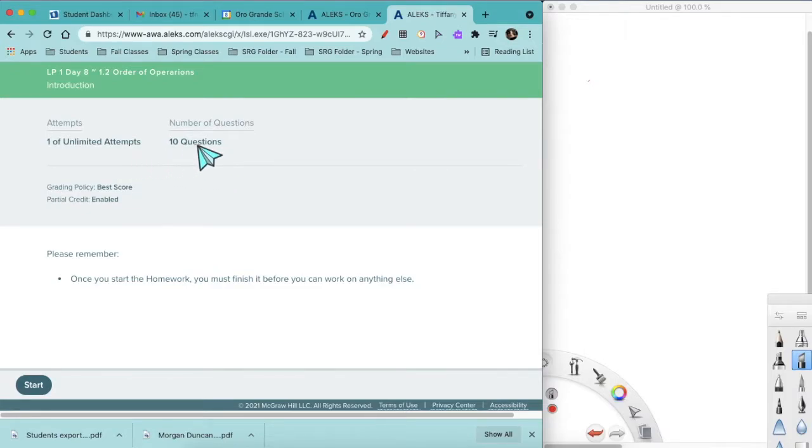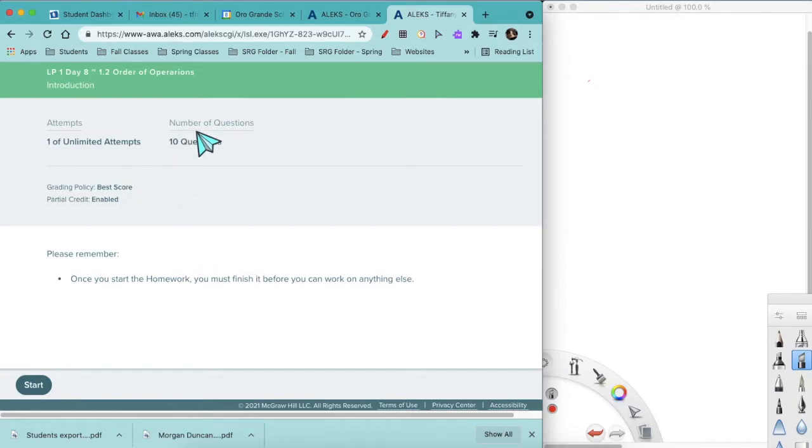This particular assignment has 10 questions. There should never be more than 10 questions. So it's anywhere from 1 to 10 questions on your assignments. Grading policy is always best score, so whichever attempt is your better one is the one you get to keep. And partial credit is enabled, meaning if you answer 1 of 10 questions, you get credit for the one question. Not if there's multiple answers within one question, you have to answer the entire thing to get credit for that one question. It's just if you answer 1 of 10 completely, then you get the one question.